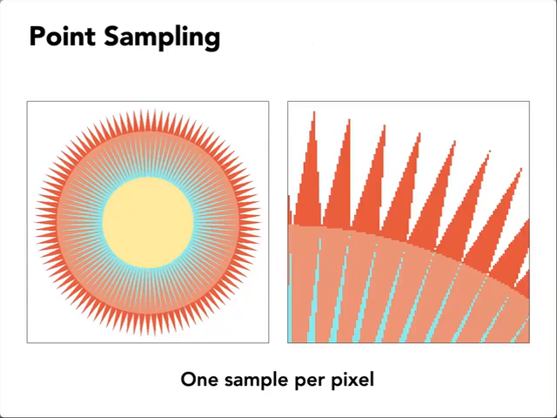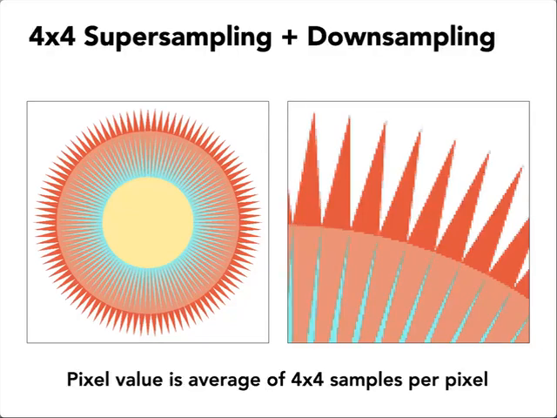This is the method used to produce the anti-aliased super sampling that I showed you earlier. This is 1 sample per pixel. This is 4 by 4 super sampling with downsampling. So the final pixel value is the average of 16 samples within each pixel.